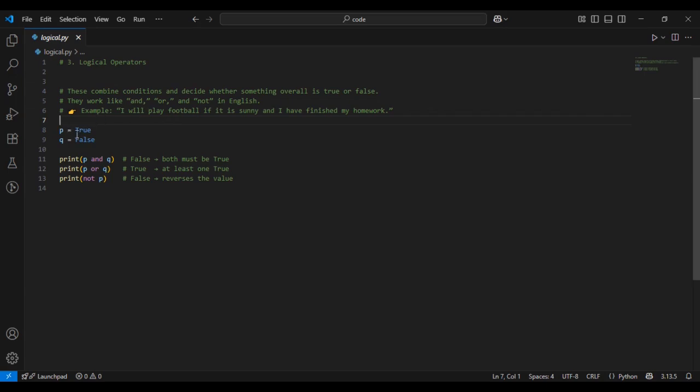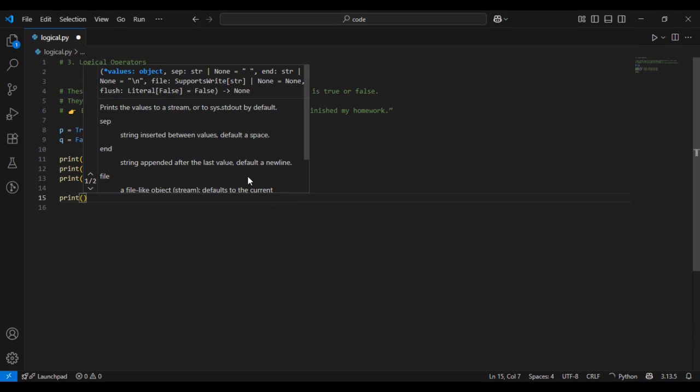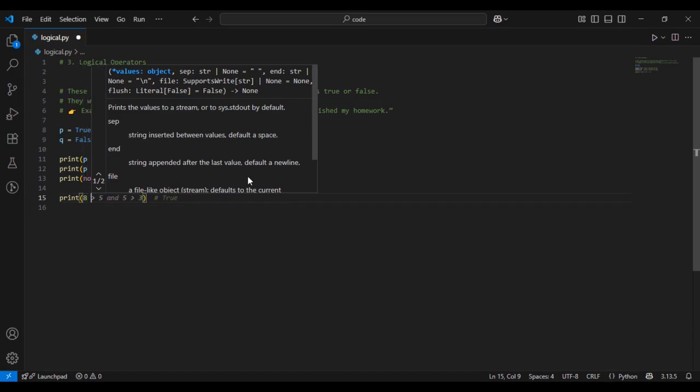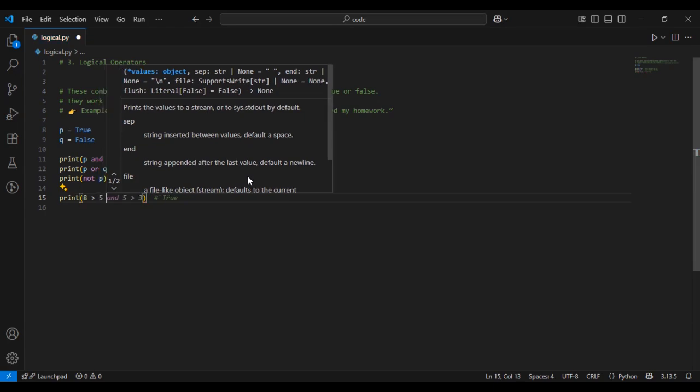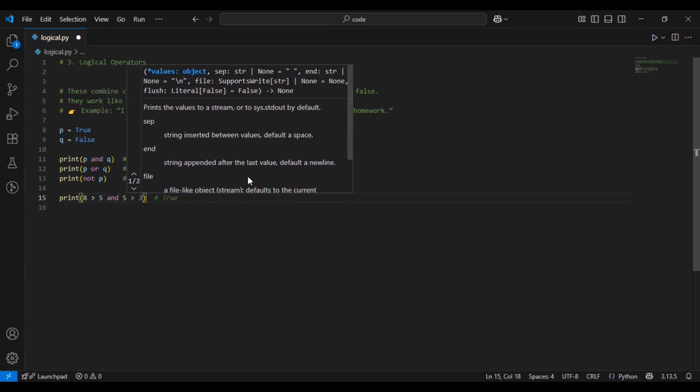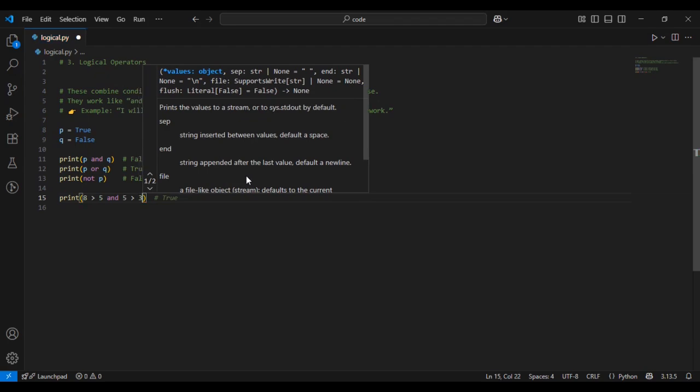Now let's look at some code. P is equal to true and Q is equal to false. We check P and Q. This means we are checking that both values should be true. If we had, for example, and use a comparison operator, 8 is greater than 5 and 5 is greater than 3, then this is an example of both a comparison and logical operator. First we check the comparison and this will give true, and then this again will give true. So both of these will be true, so the overall answer will be true.